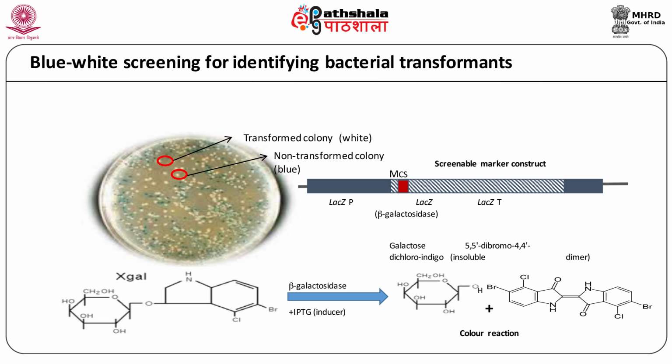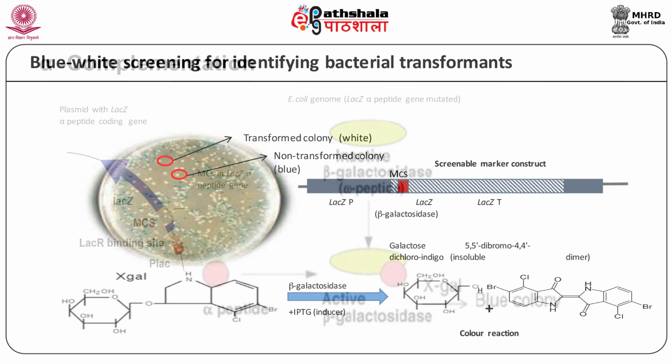Colonies in which the gene of interest is not inserted appear blue due to cleavage of the galactose from the chromogenic substituted indole 5-bromo-4-chloro-3-indolyl-beta-D-galactopyranoside, or X-gal. Insertion of the gene of interest gives white colonies due to lack of lacZ transcription.